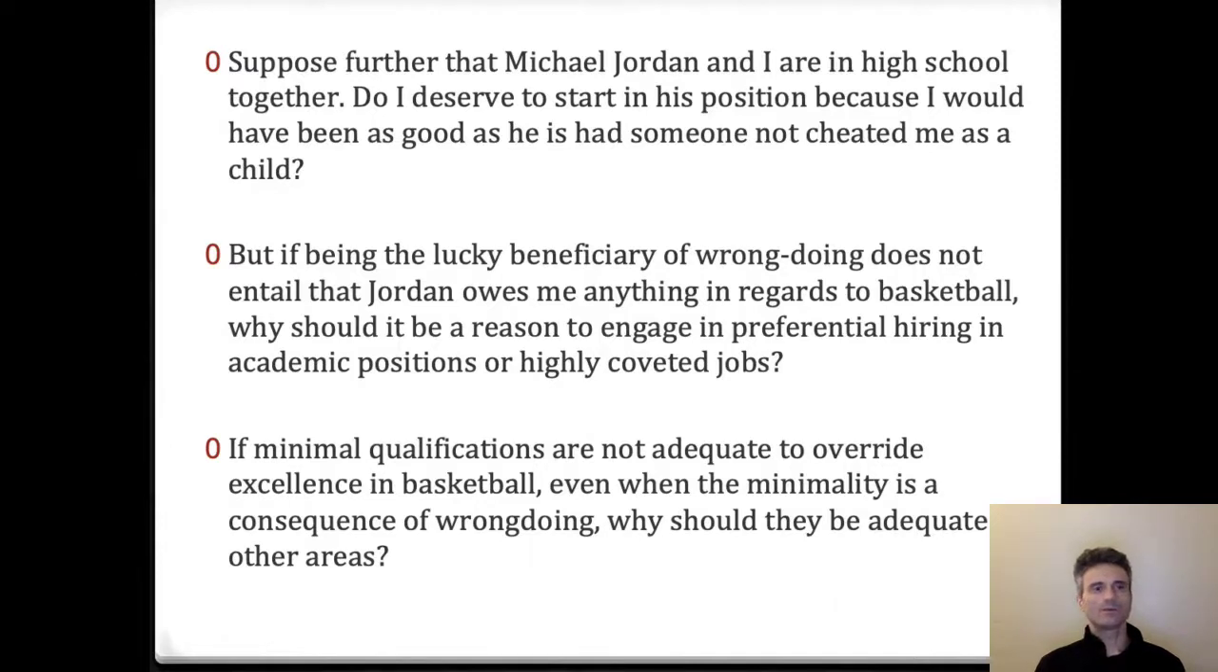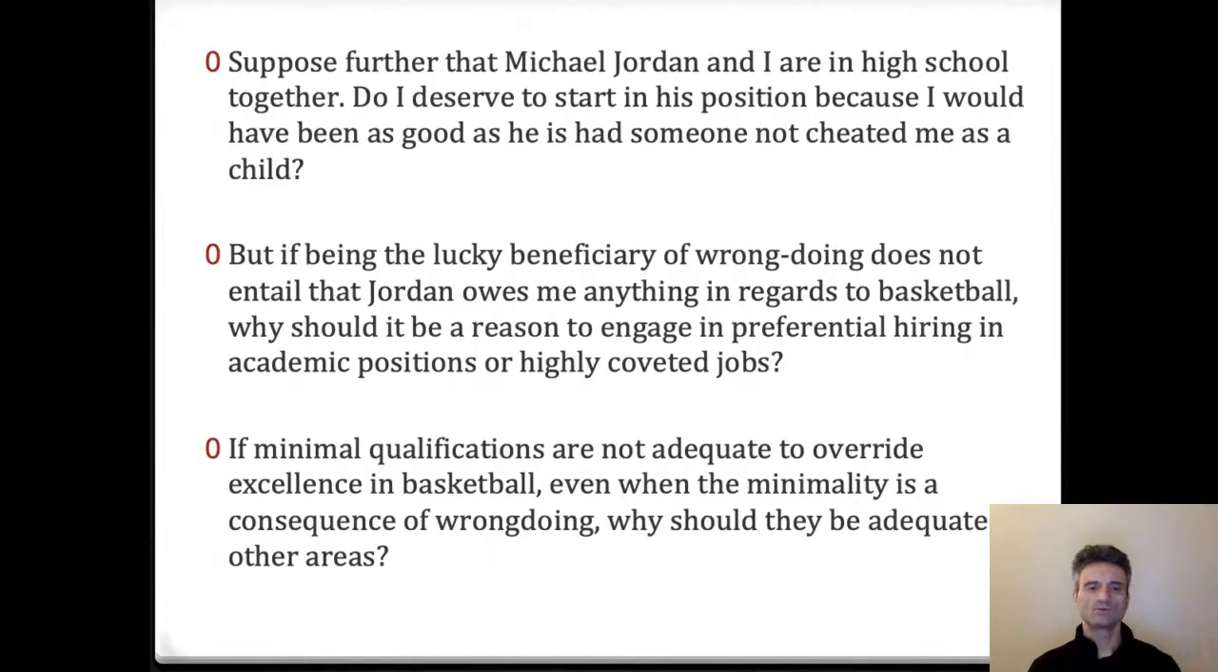But now, here is where Poyman draws an analogy. If being the lucky beneficiary of wrongdoing does not entail that Jordan owes me anything in regards to basketball. So if Michael Jordan succeeded in life because, well, he was just a beneficiary of a wrong, and despite this, I am not entitled to anything, okay? Then why should it be a reason to engage in preferential hiring in academic positions or in any other kind of jobs? Because it's the same exact story according to Poyman. See? It's the same situation.